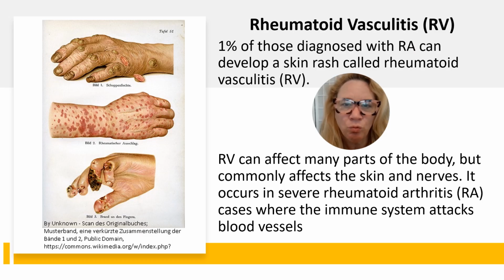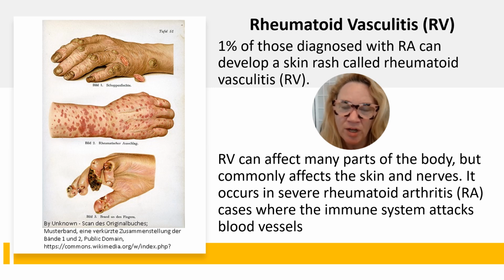Now, one of the things that we need to be aware of as massage therapists is rheumatoid vasculitis, also known as RV. 1% of rheumatoid arthritis clients can develop RV. It's a skin rash. It happens because in the autoimmune flare-up, we actually attack our own blood vessels, which causes these skin rashes and ulcers when we're not getting proper circulation to our dermis. So this is what it can look like on the left-hand side of the screen here.